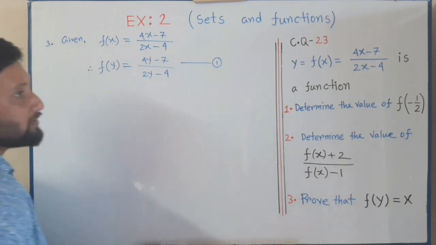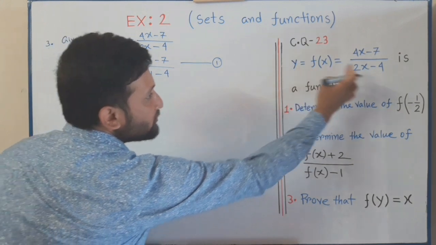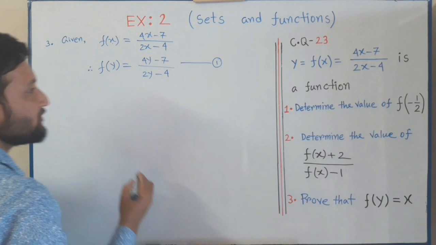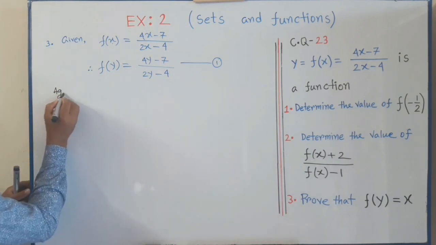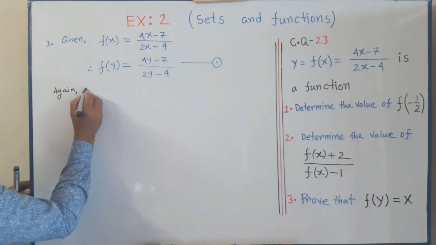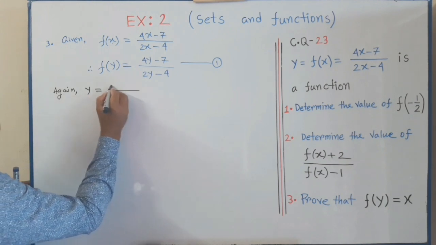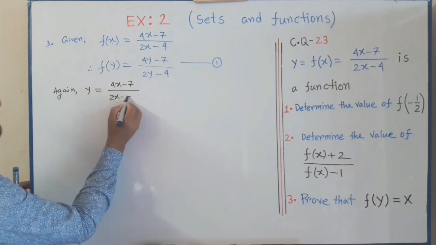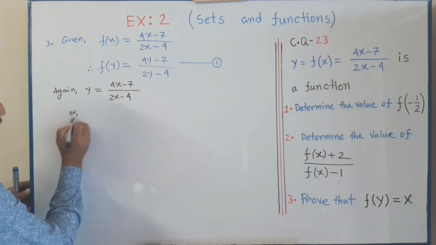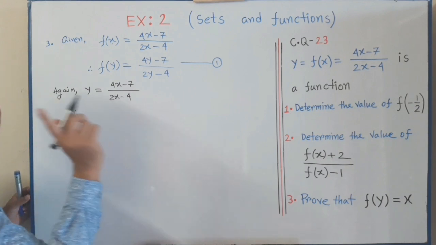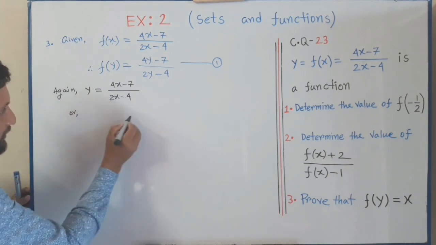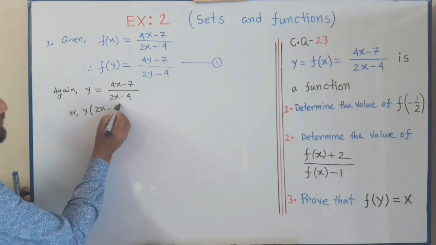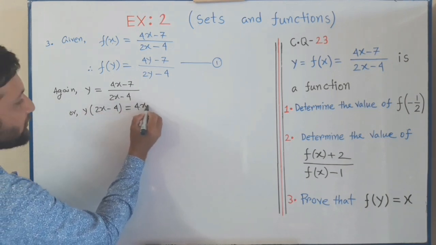Again, from the given part we can write y equal to this. So we can write the first term equal to the third term. So let's see that again. We can write y equal to 4x minus 7 divided by 2x minus 4. From this, by simple calculation, we have to find the value of x. So at first by cross multiplication we can write y into 2x minus 4 equal to 4x minus 7.